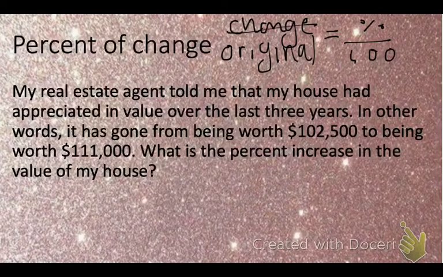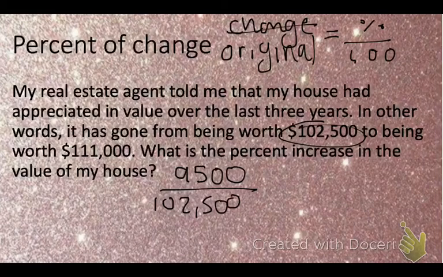Right? So in this case, I have to figure out the change between 102,500 and 111,000. All right, so I subtract the two, and my change between them is 9,500. Okay, and I'm going to put that over the original value. So my house started at 102,500. So 102,500. And I'm trying to figure out what my percent of increase was.